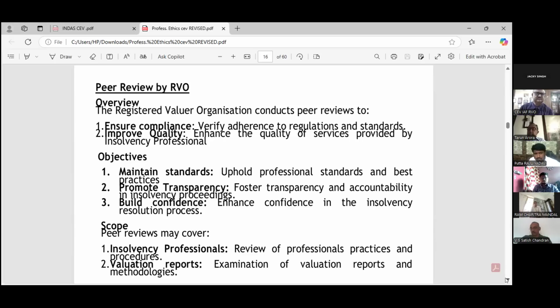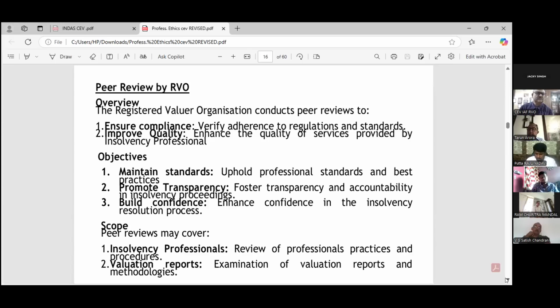It ensures the quality of service provided by insolvency professionals. Suppose you are taking an IBC case. In IBC cases, the IRP generally provides the assignment. In that case, taking peer review of our report also helps to improve its quality. Then we have the objective. What is the objective of peer review? To maintain the standard, uphold the professional standard and best practice. By reviewing the report, we generally uphold the professional standard as well as best practice.